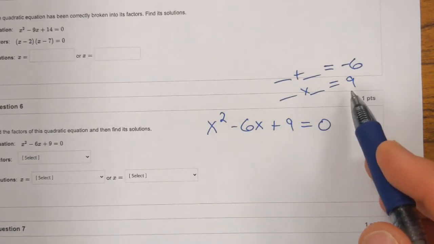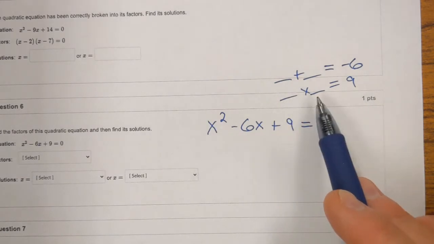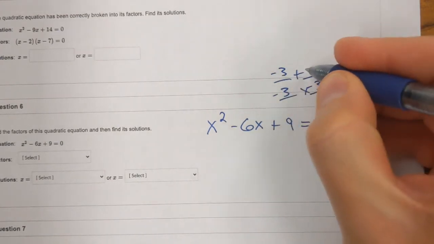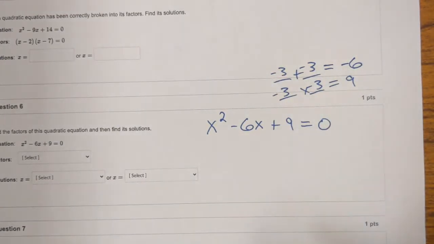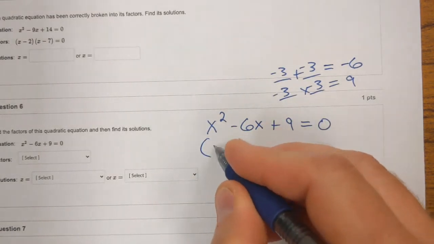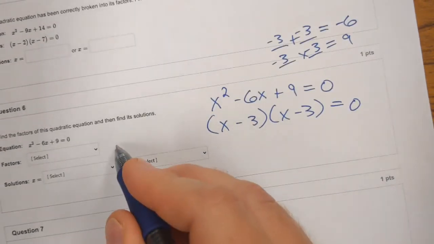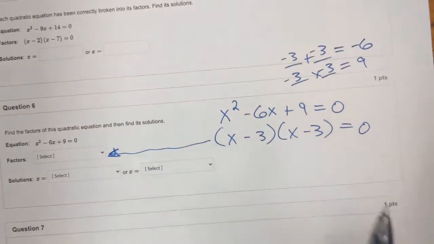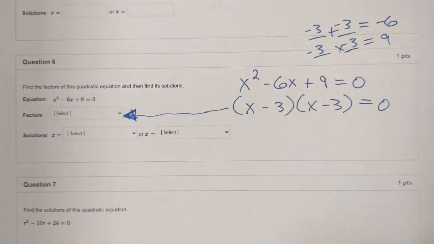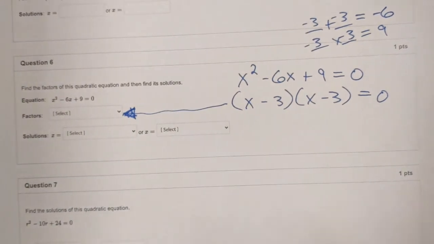Well, remember the rules. If it multiplies to a positive but it adds to a negative, we're going to use two negatives. And I know this either has to be 1 and 9 or 3 and 3. Well, if you think about it, the 3's are going to work perfect. -3 + -3 is -6. -3 times -3 is positive 9. So my factors are x - 3, x - 3. These are called the factors of the equation. Okay, so that's what we'd put here for the factors. And then remember the solutions then are just the opposites of this.